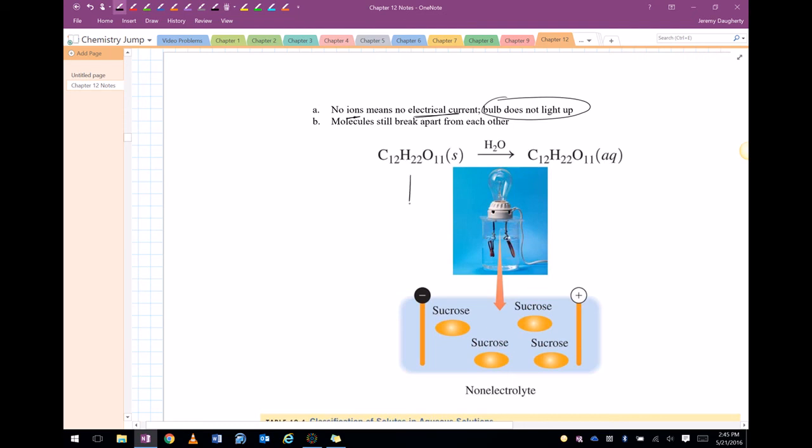So here's an example, C12H22O11. It just stays C12H22O11. The only difference is now it's aqueous. Okay, so it's surrounded by water.